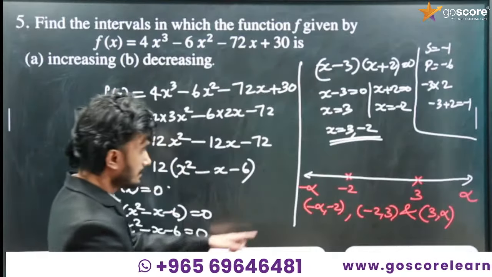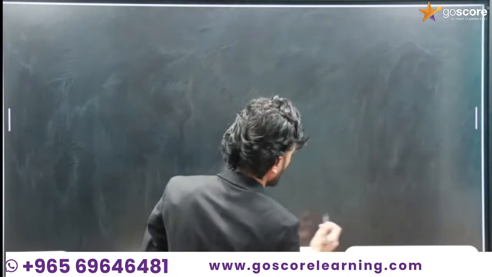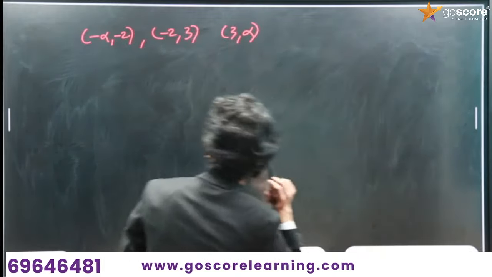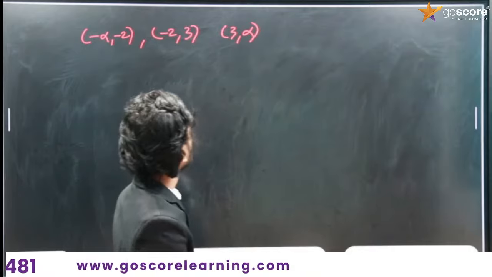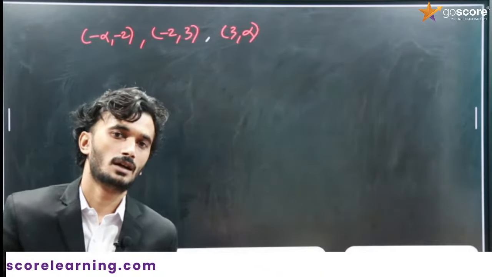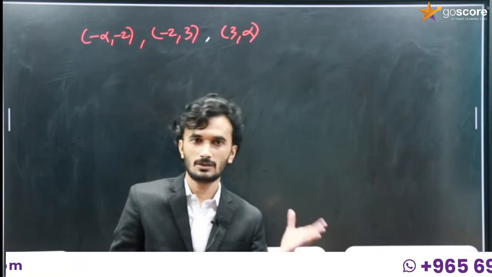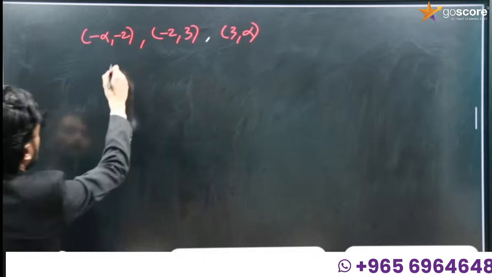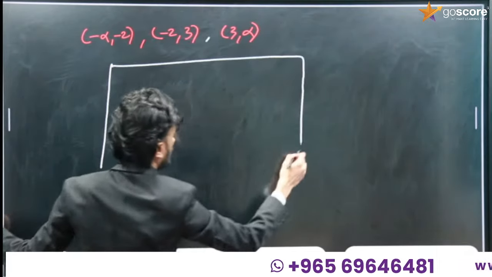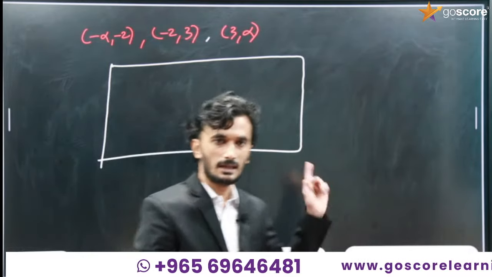I want to check minus infinity to minus 2, then minus 2 to 3, then 3 to infinity. So these are the three intervals. Next we want to check whether this is an increasing, decreasing, or neither function. Before that I will draw a table. First I will mark the intervals.